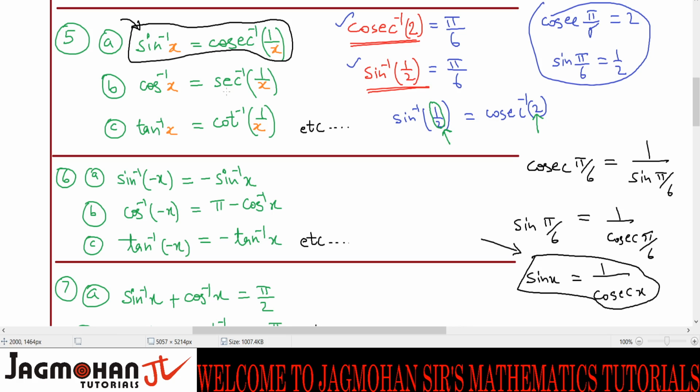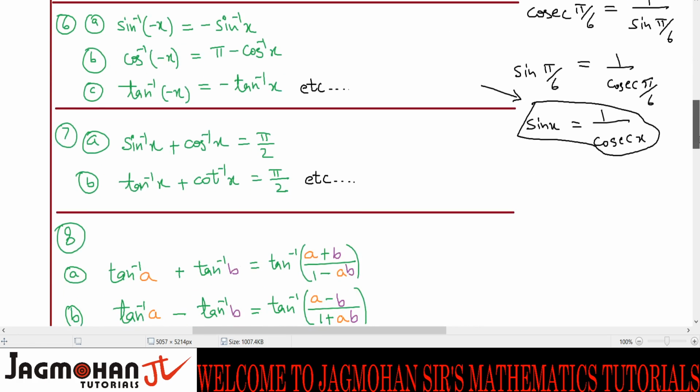Cos inverse x is sec inverse of 1 upon x. You can repeat the video once again and listen. Tan inverse of x is cot inverse of 1 upon x. Next, sine inverse of minus x is minus of sine inverse x. Cos inverse of minus x is pi minus cos inverse x. You have to learn by heart these results, nothing else. Tan inverse of minus x is minus of tan inverse x.